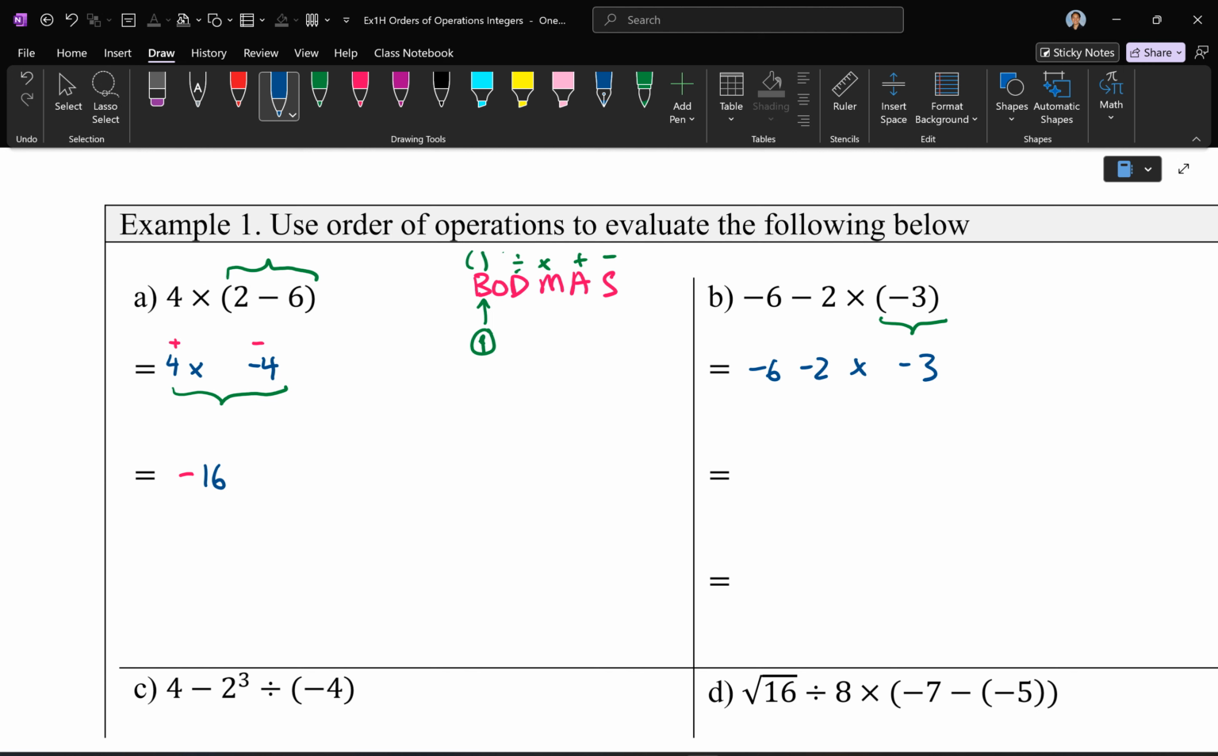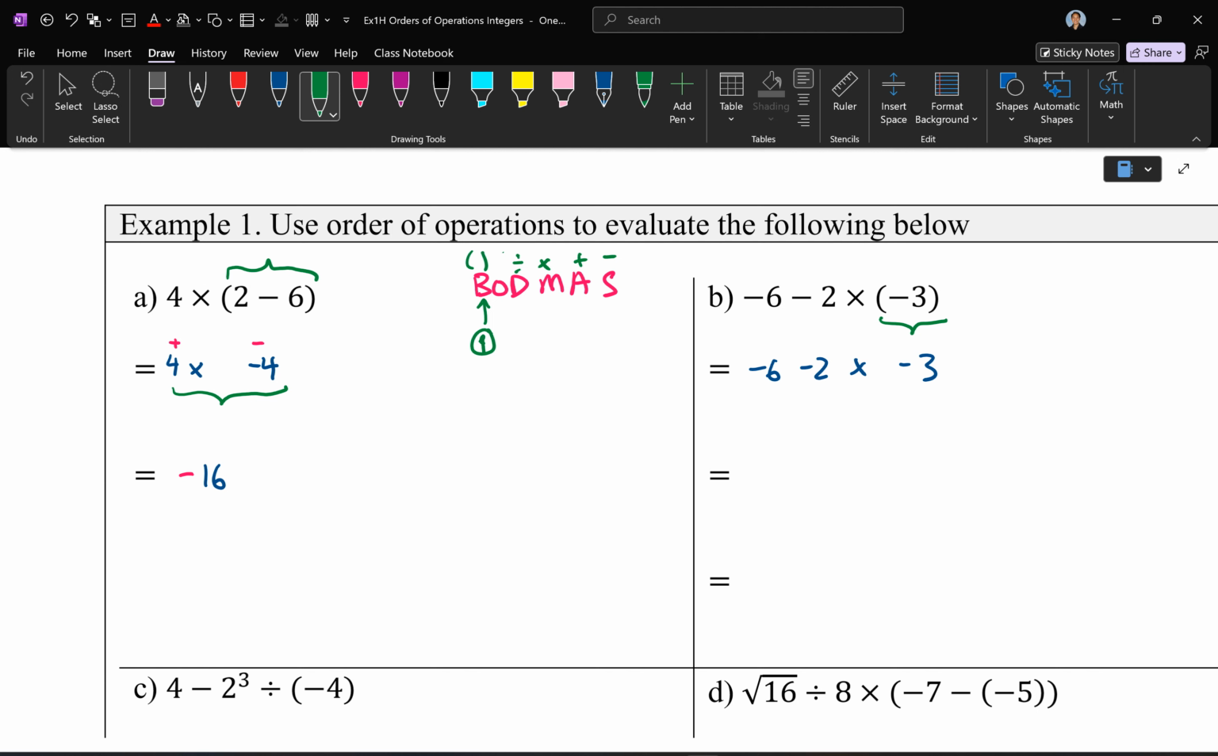So I've done the first step. BODMAS, I've got rid of the brackets. There's no more brackets. And inside the brackets, just negative 3. Just like you did over here. Inside the brackets was negative 4. Now from this step, there's no more brackets. So what is my next operation? Let's go with Sully. Your next operation. So it's the negative 2 times negative 3. Good.